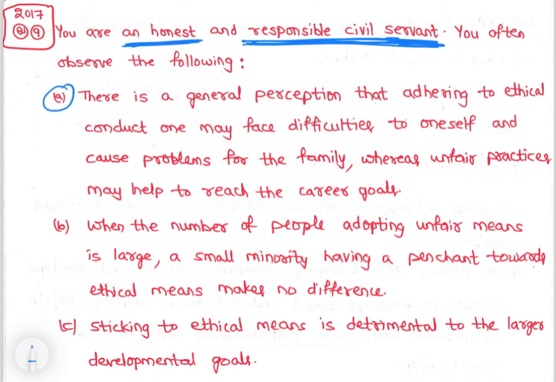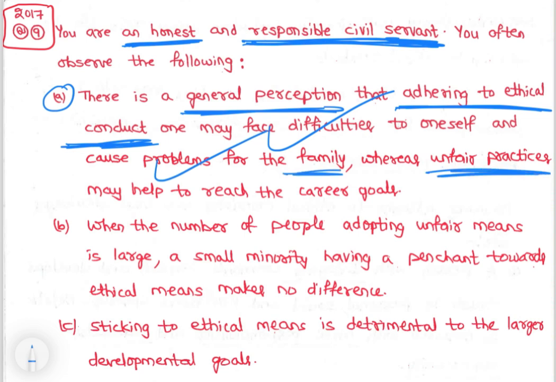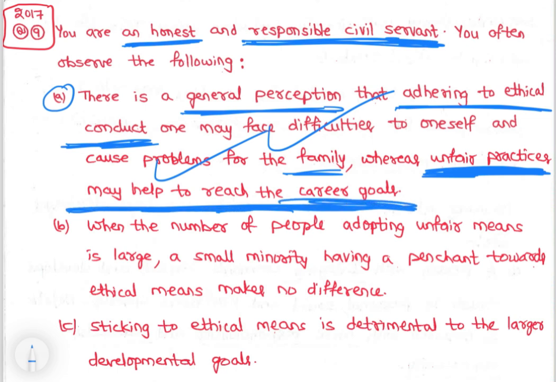there is a general perception that adhering to ethical conduct, one may face difficulties to oneself and cause problems for the family, whereas unfair practices may help to reach the career goals, right? ठीक है, so ये कि भाई जनरल परसेप्शन है.